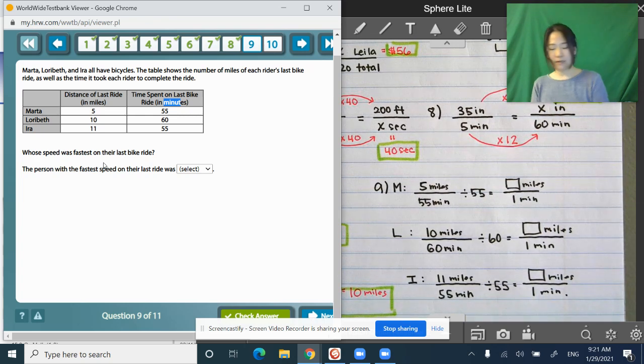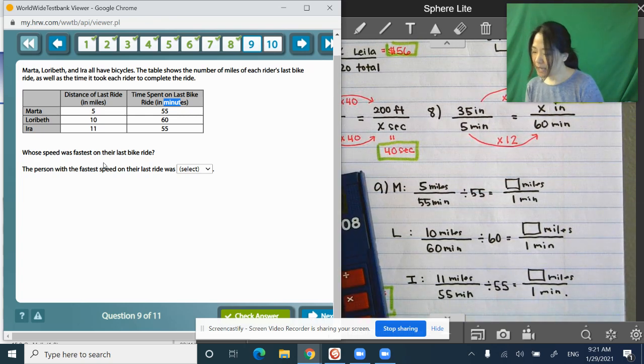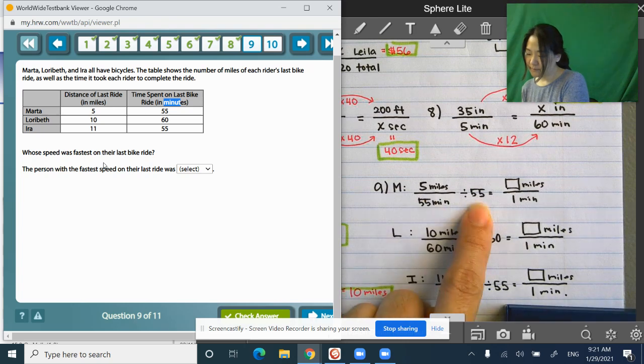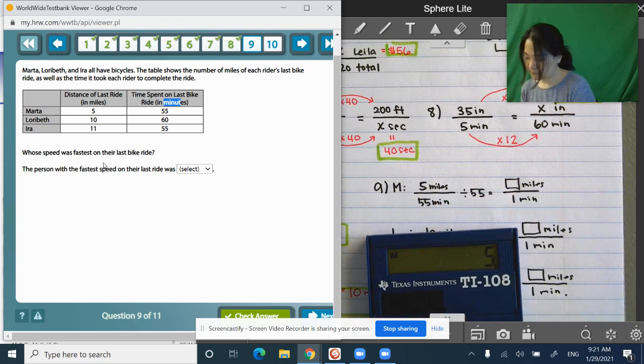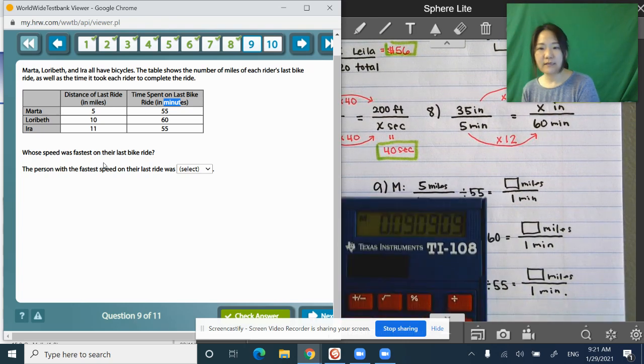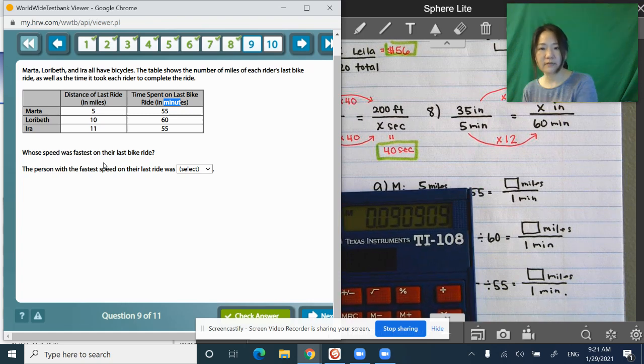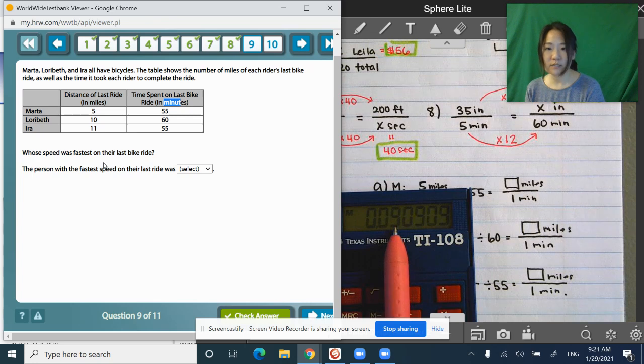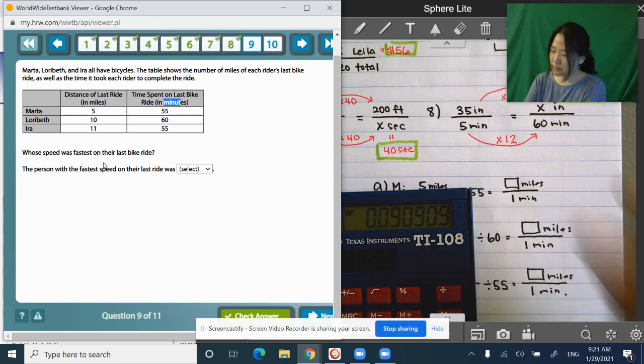I know I'm going to be rounding a lot of these. Okay, so 5 divided by 55. I'm getting a repeating decimal. I'm going to just round to the nearest hundredths. I think that would be good enough. So rounding to the hundredths, looking at the thousandths, 4 or less, let it rest. So 0.09.